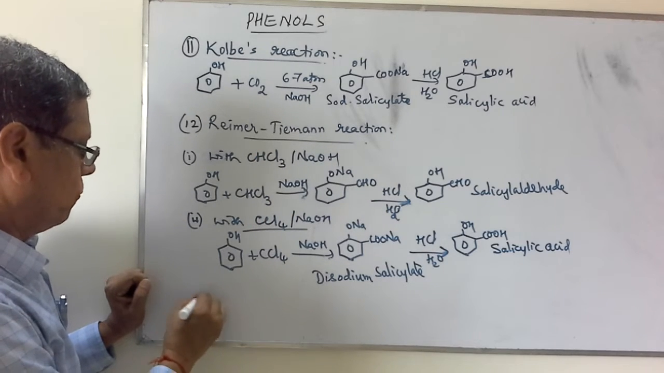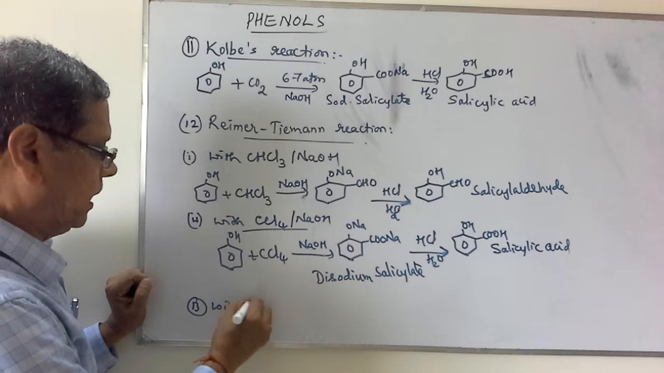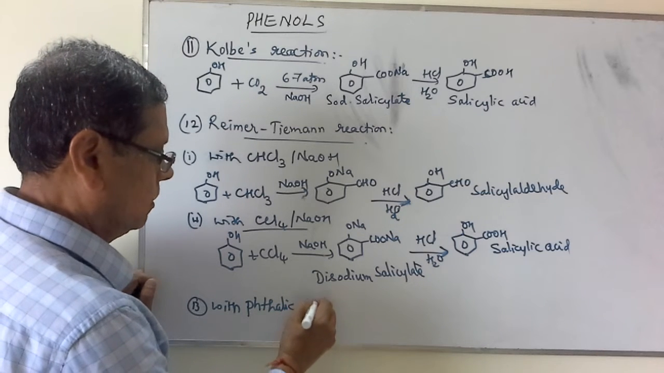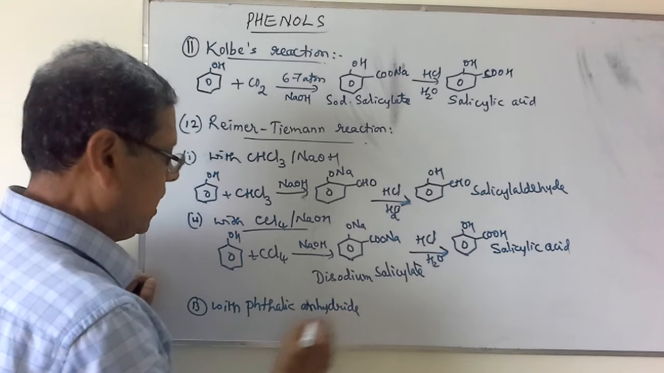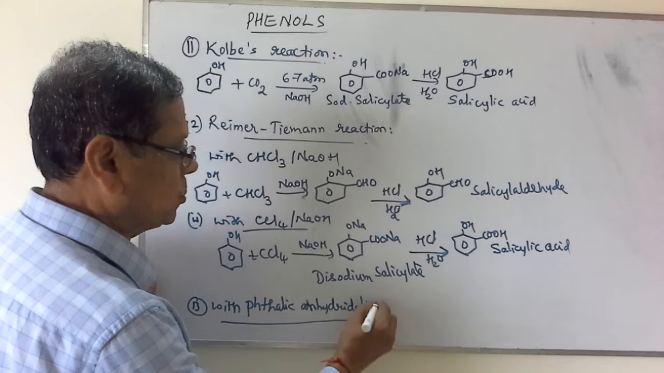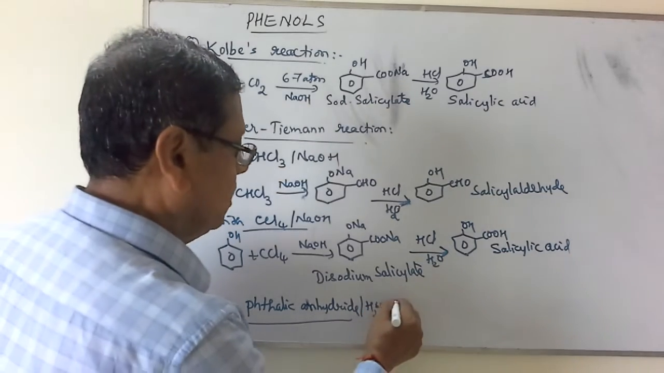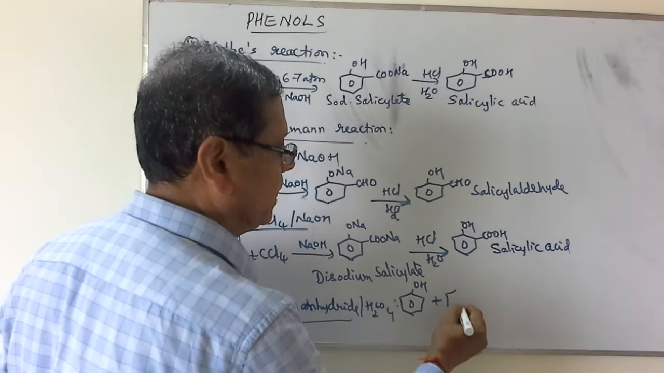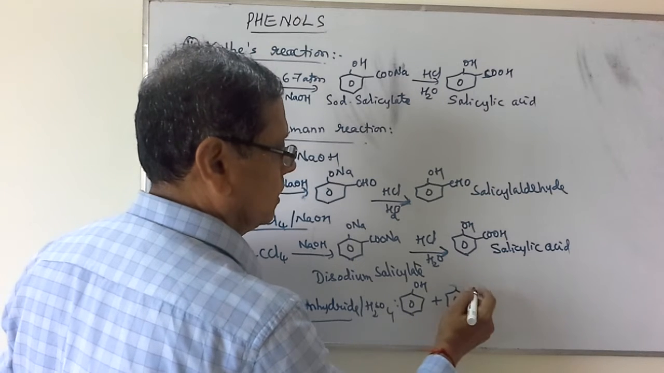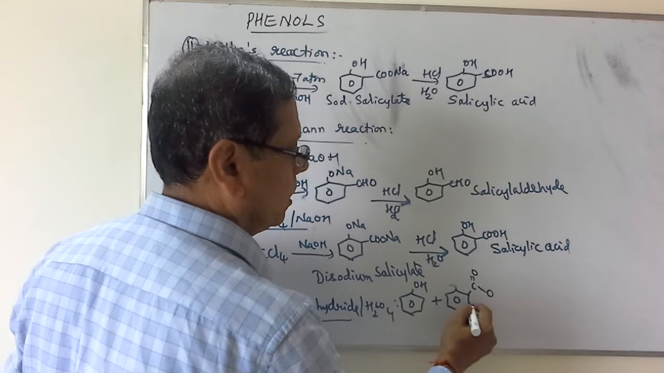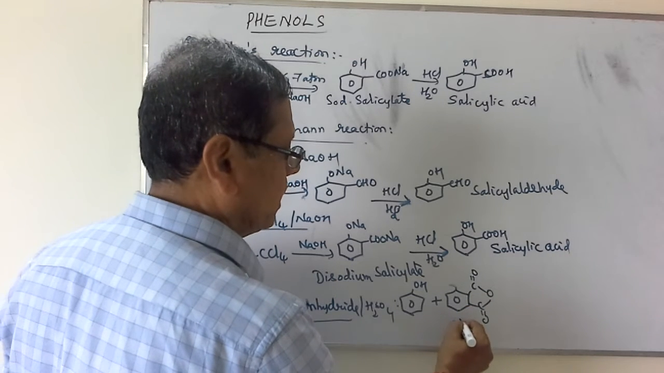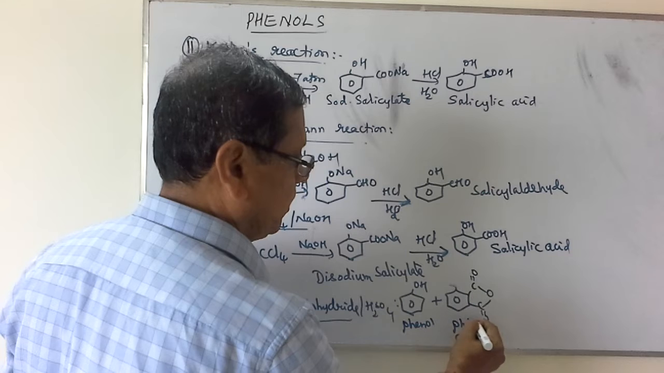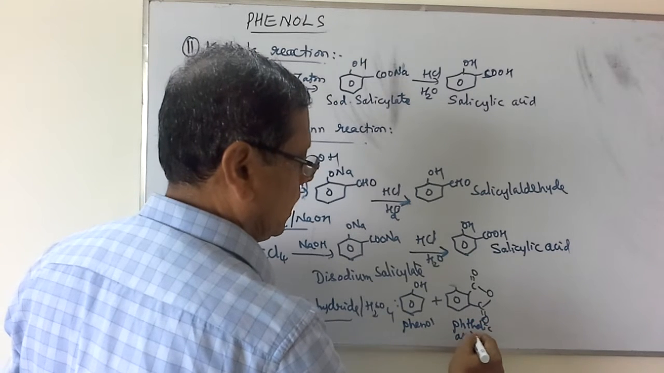The next reaction is with phthalic anhydride in presence of concentrated H2SO4. When you take this phenol, actually 2 molar amounts of phenol will undergo reaction with phthalic anhydride. This is C double bond O, O, C double bond O. This is phthalic anhydride. This is phenol.